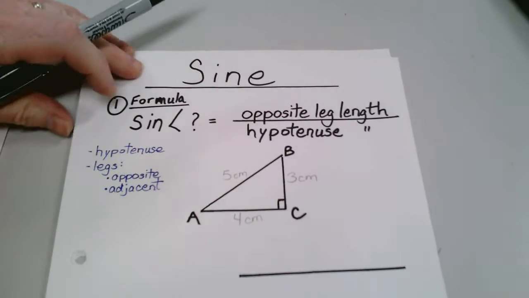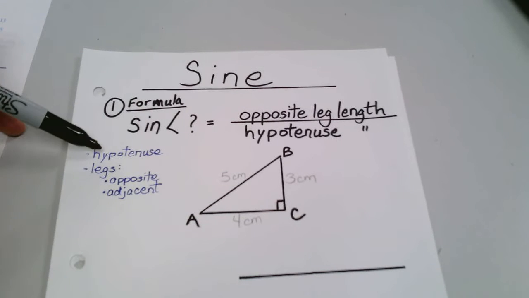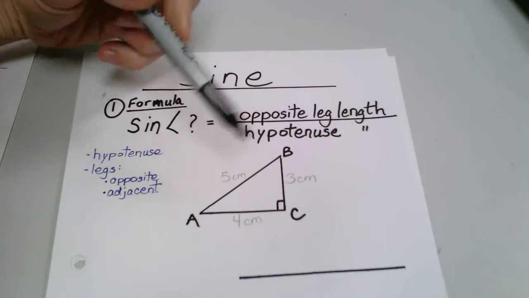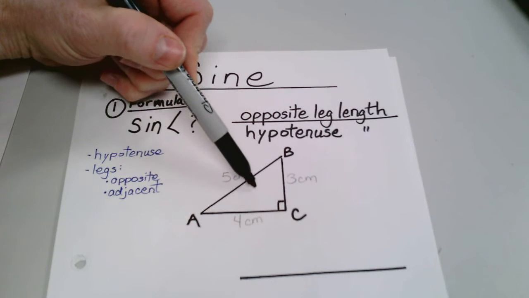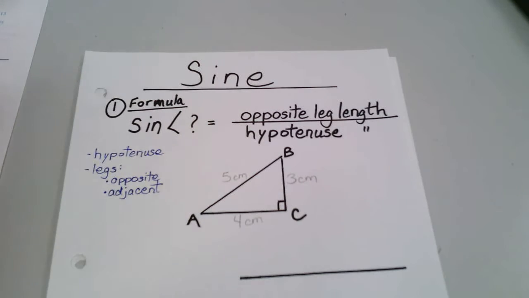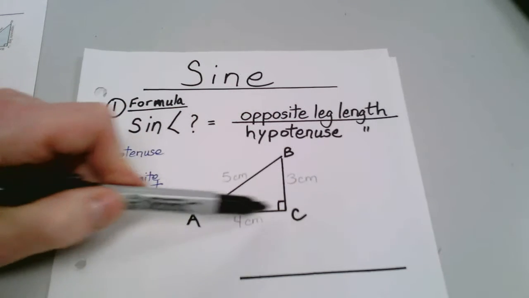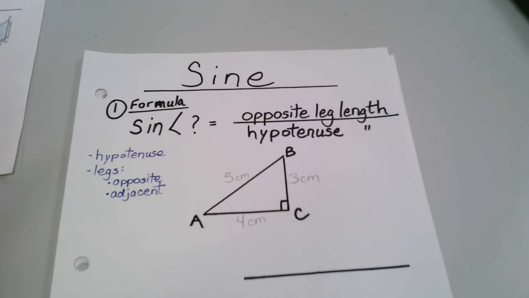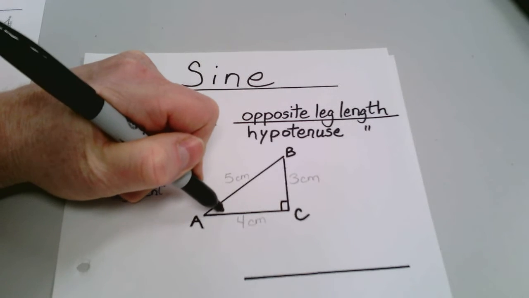Now, you got to know terminology for this. We have talked about hypotenuse already, and we said it is the longest side in a right triangle. It's directly across from the right angle. And then we talked about the other sides being legs. Now we're going to be very specific what type of leg it is, and that will depend upon which angle we're talking about. So in this case, we are going to find, as our example, the sine of angle A.